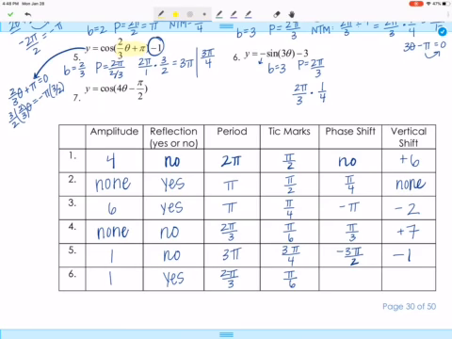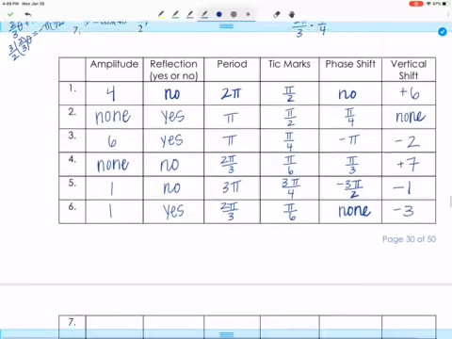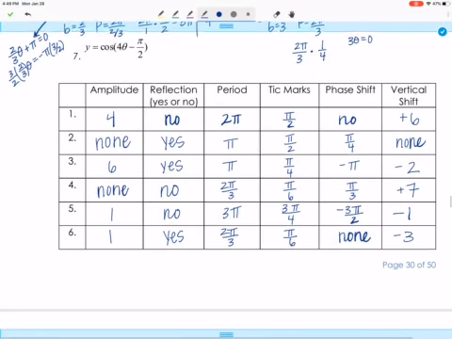My phase shift comes from setting that equal to 0. But if I set 3 theta equal to 0, that's just 0. So no phase shift. Nothing really got added or subtracted. And then negative 3 is a vertical shift of 3 at the end. And our very last one, my chart's over on the next page.